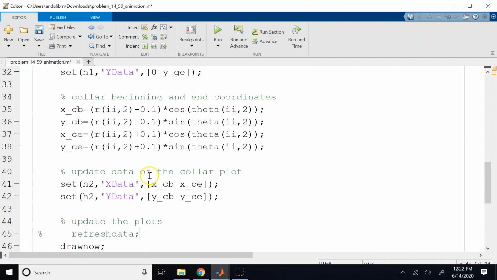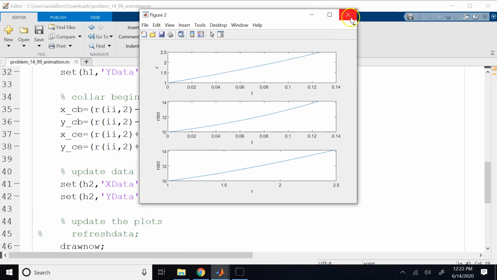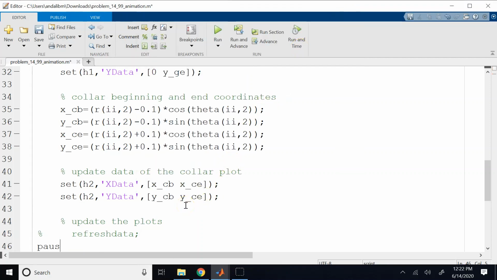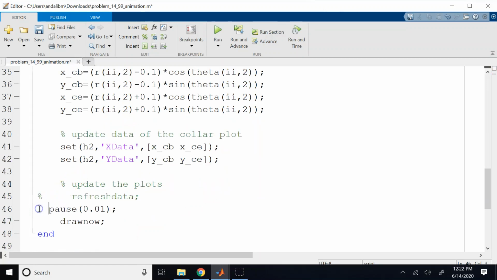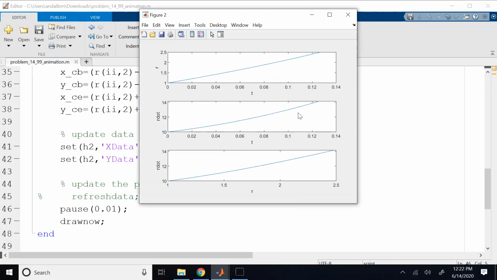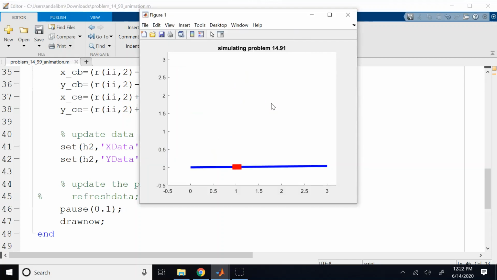Okay, and let me now show you one more time. There we go. Yes? And if by any means this is too fast, remember what you need to do, right? Use the command pause. You say pause 0.01 seconds. This creates a little pause in the loop and makes the update a little slower so we can see better. Yes, if it's still too fast, make it 0.1, it's going to be quite slower. So this is how you control the speed of animation. Yes, and all you need is draw now.